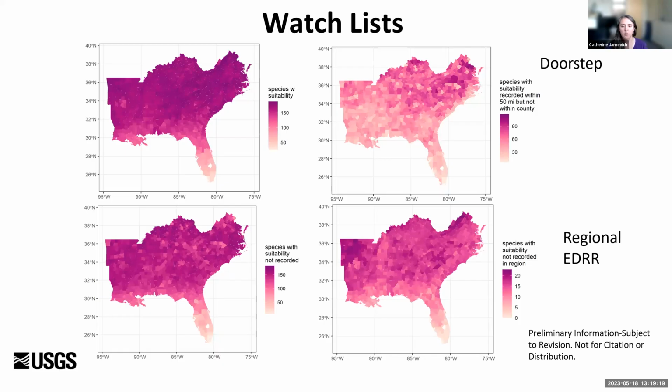Thinking more about what's on the horizon more broadly, the other way that we've looked at this is thinking of regional early detection rapid response species. So what species have suitability within a management unit, but haven't been recorded in the entire region at all? Here, I have the number of species with suitability in a county that haven't yet been recorded within any of the states within this Southeast region. These are just different ways that we can take those tabular summaries and come up with watch lists that might be useful for different purposes.